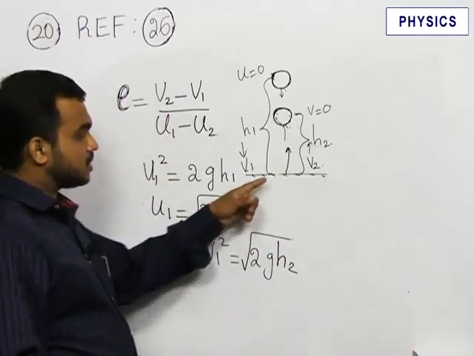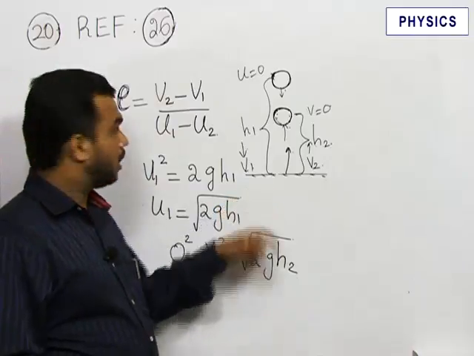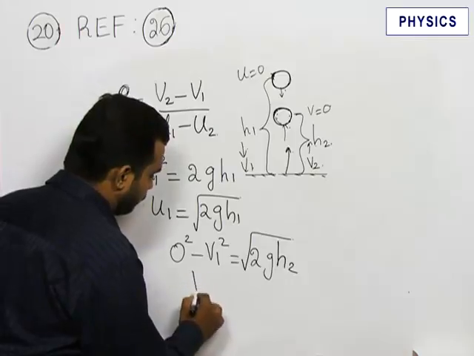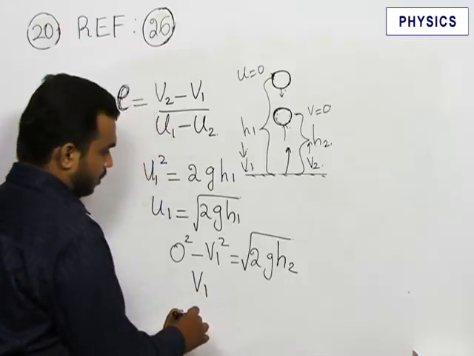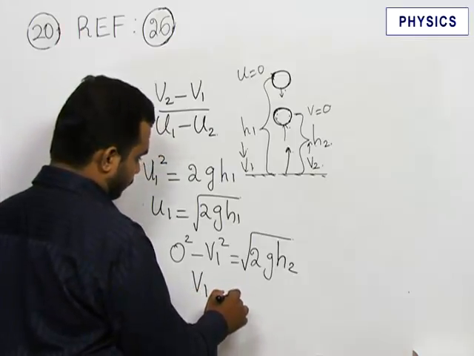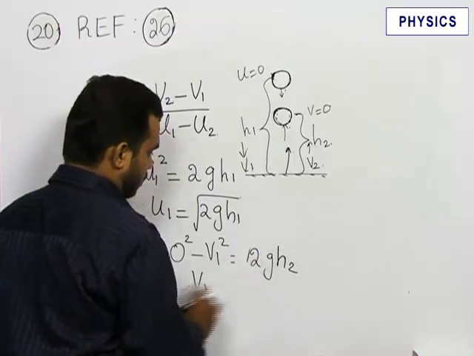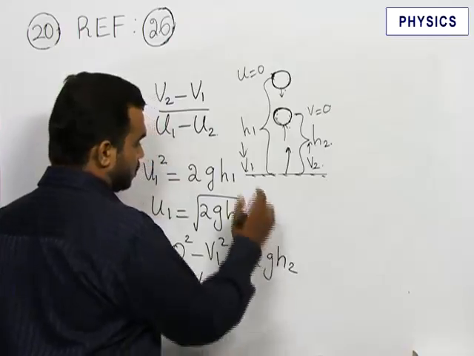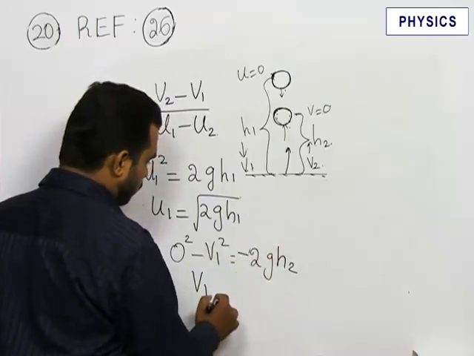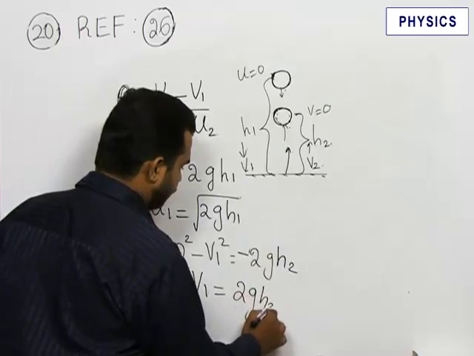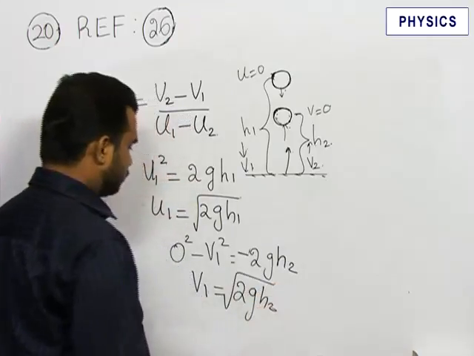The floor is at rest before and after collision, and we can get the value of v1. Since g is in the upward direction, I take it as negative. So v1 is equal to root of 2gh2.